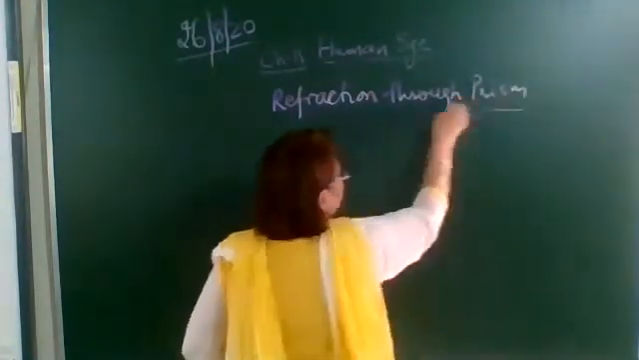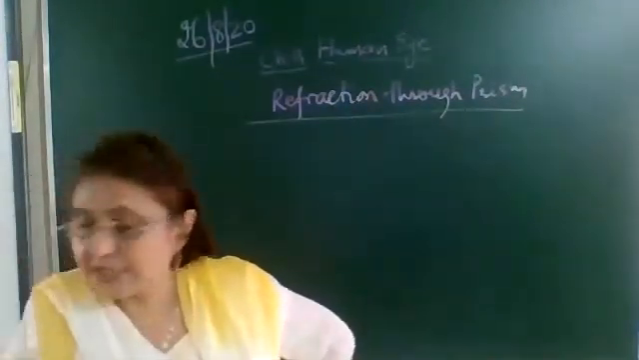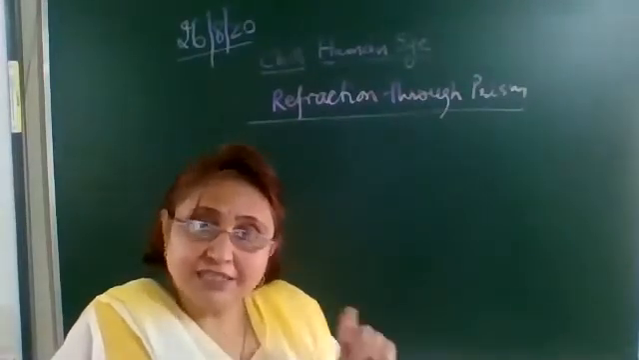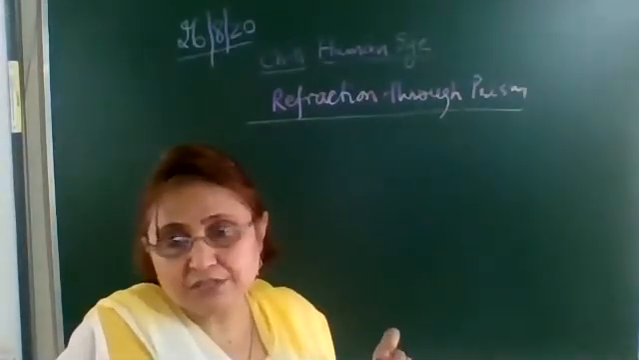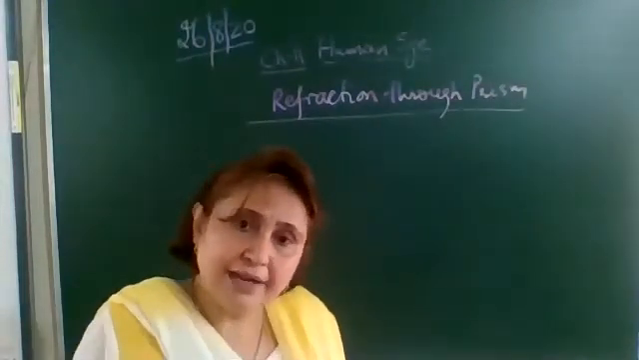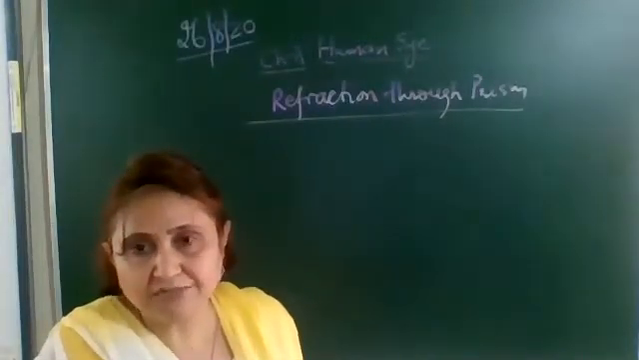So the first topic is refraction through prism. Okay, now what is a prism? Like in a glass slab, we have seen that there are two refracting surfaces. The incident ray falls on one of the refracting surfaces and emerges through the other, opposite refracting surface.